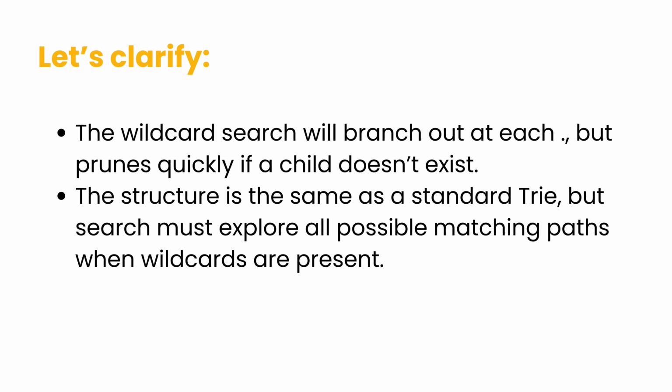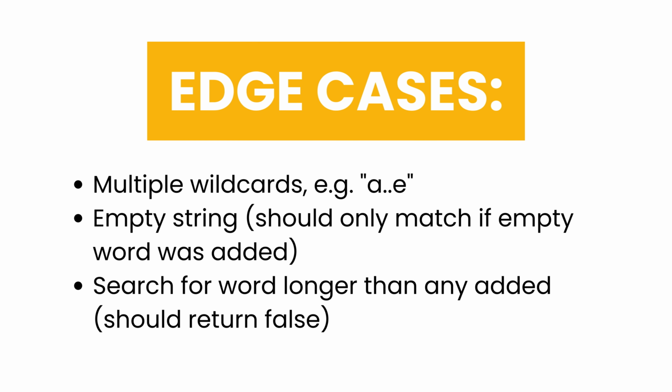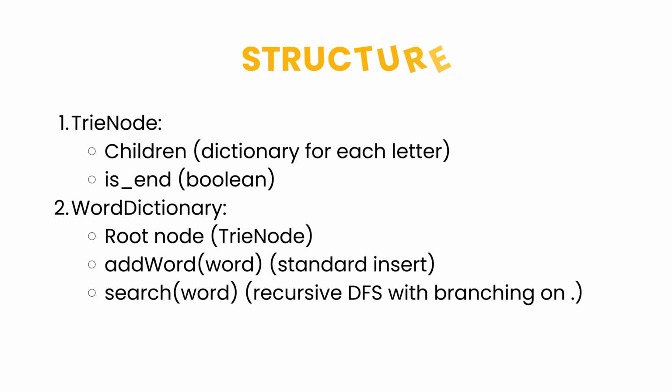Let's clarify. The wildcard search will branch out at each period, but prunes quickly if a child doesn't exist. The structure is the same as a standard trie, but search must explore all possible matching paths when wildcards are present. Edge cases: multiple wildcards, for example, and the empty string, which should only match if an empty word was added. Searching for a word longer than any added should return false. TrieNode: children, a dictionary for each letter, and is_end, a boolean. WordDictionary: root node, a TrieNode; add word, a standard insert; search word, a recursive DFS with branching on the period.